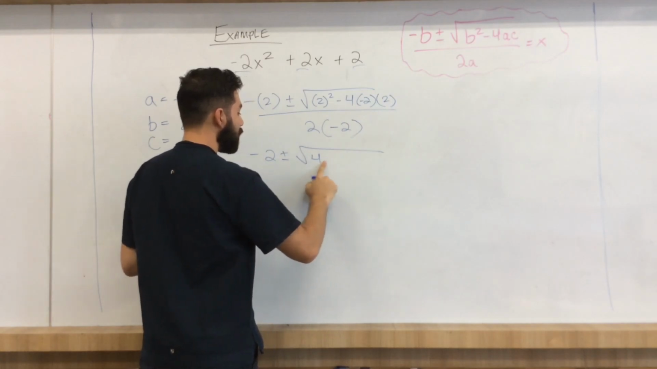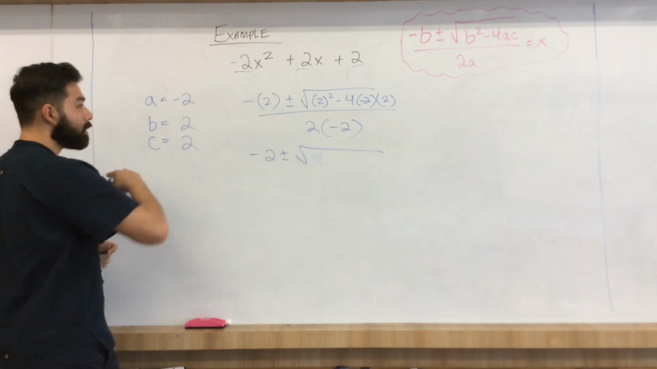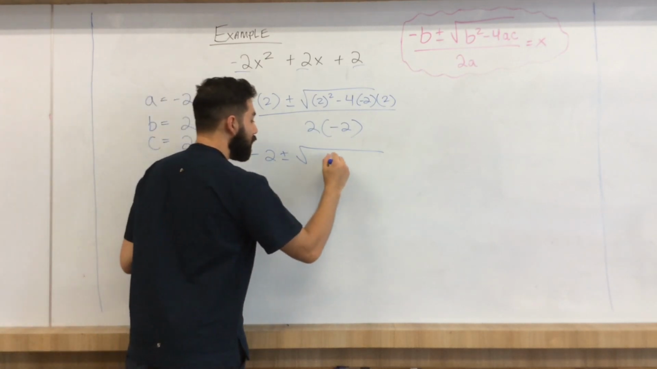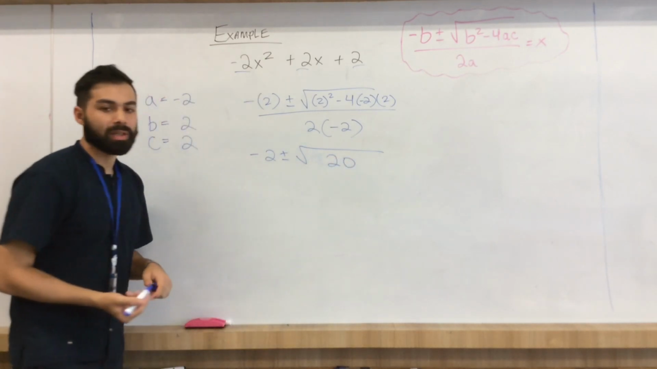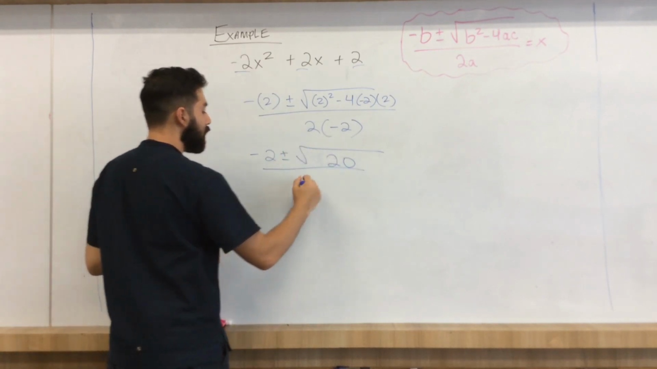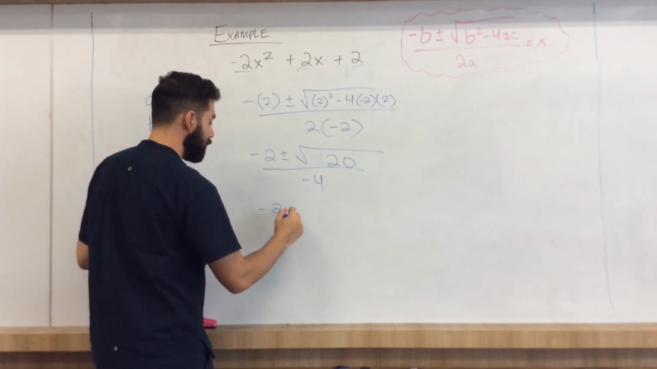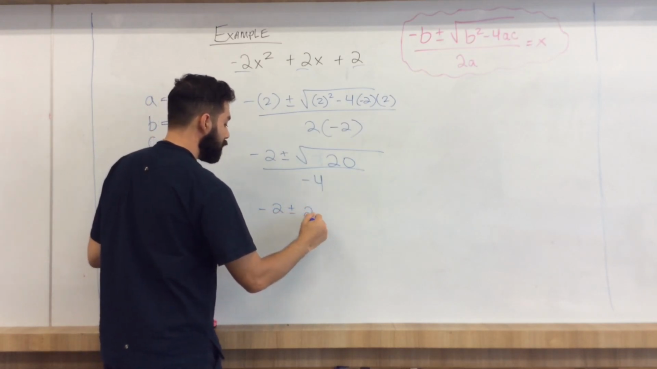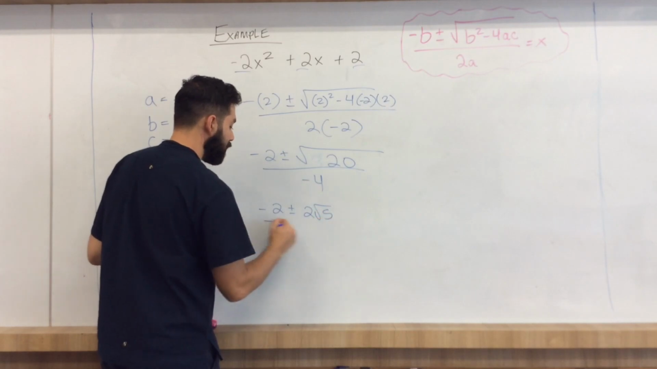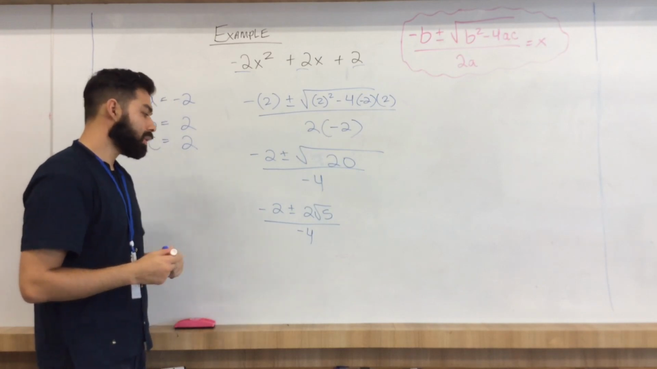Well, actually, we just found this out earlier, didn't we? When we did the discriminant, b squared minus 4ac, we ended up with 20. So we can save all that time beforehand. And then 2 times negative 2 would end up being negative 4. Simplify the root of 20 a bit more. So I'll end up having negative 2 plus or minus 2 square root of 5 over negative 4. Now something you guys often forget is how to deal with this fraction.